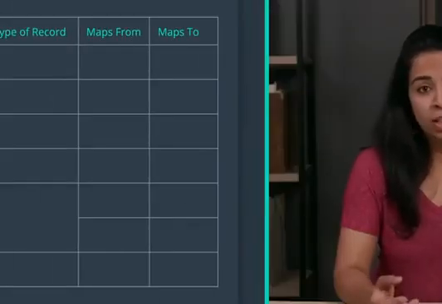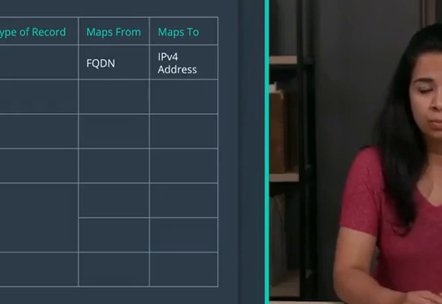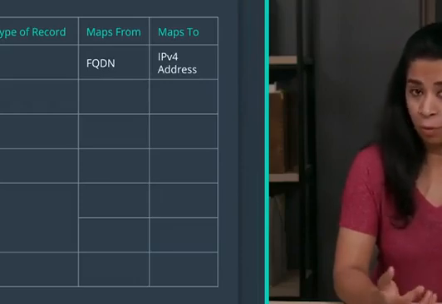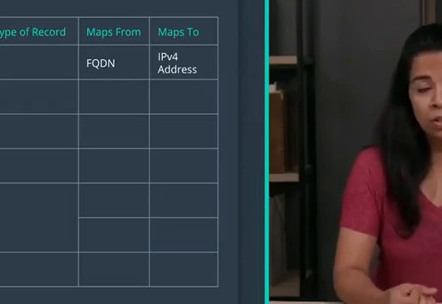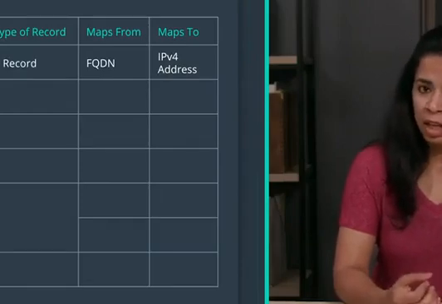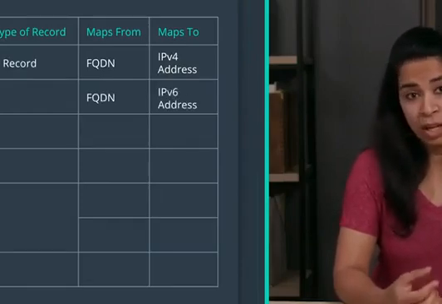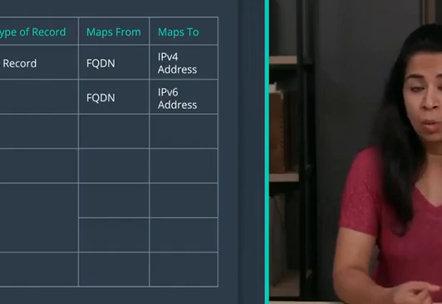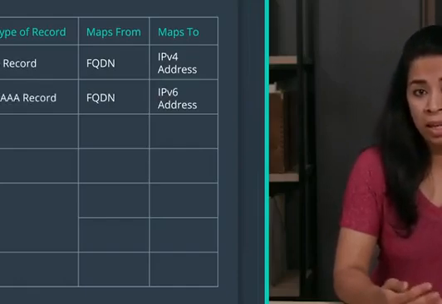This query can result in two types of records being returned. If the address is an IPv4 address, then the server returns an A record. If the address is an IPv6 address, then the server returns a quad A, known as an AAAA record.